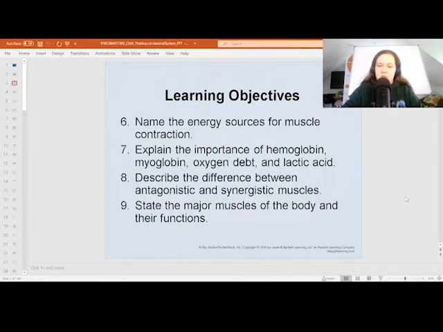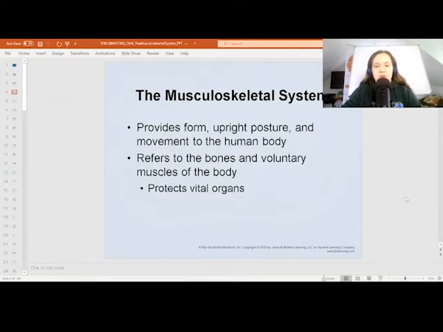Name the energy sources for muscle contraction. Explain the importance of hemoglobin, myoglobin, oxygen debt, and lactic acid. Describe the difference between antagonistic and synergistic muscles. State the major muscles of the body and their functions.